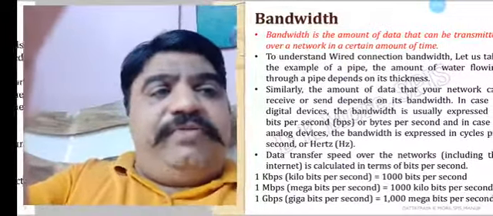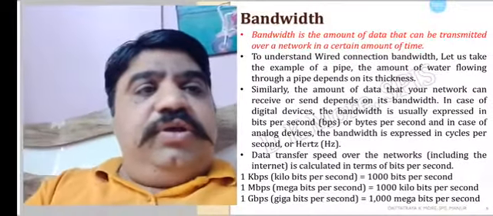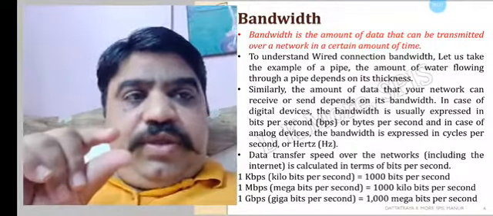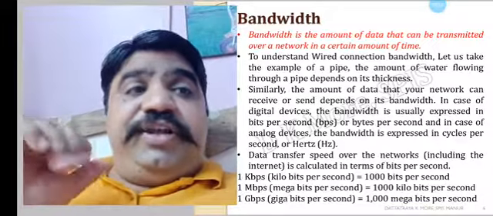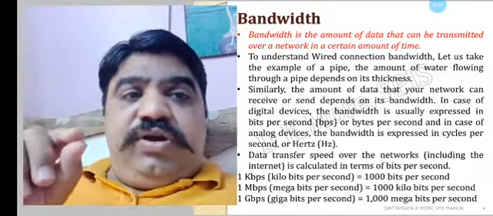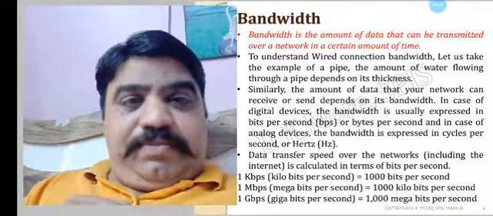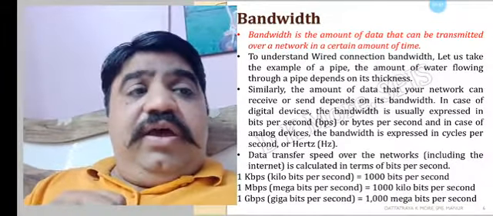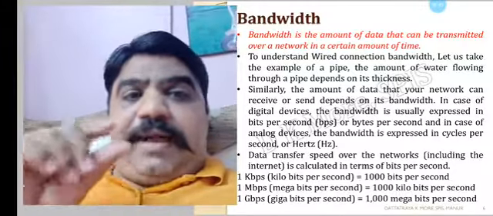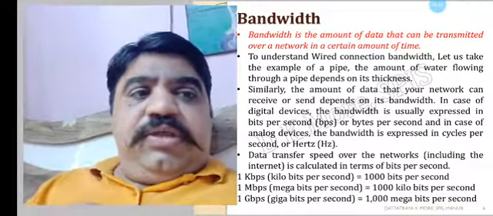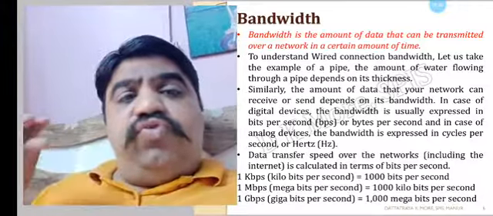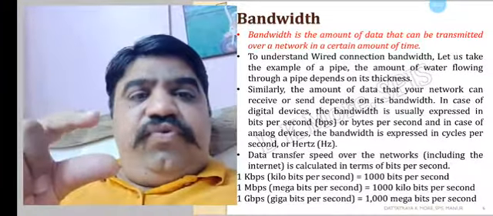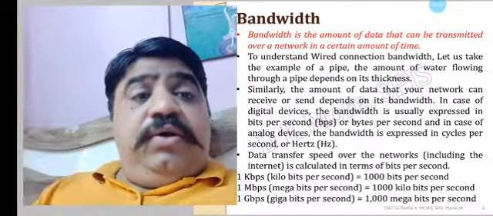Next one is bandwidth. This is a very important concept. Let us see what is meant by bandwidth. Bandwidth is the amount of data that can be transmitted over a network in a certain amount of time. To understand wired connection bandwidth, let us take an example of a pipeline or water pipe. The amount of water flowing through a pipe depends on its thickness. 2 inches, 4 inches, like this way.